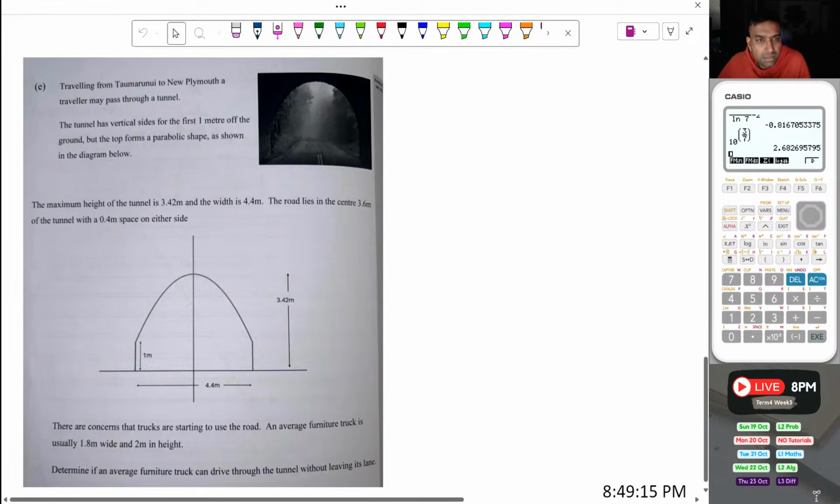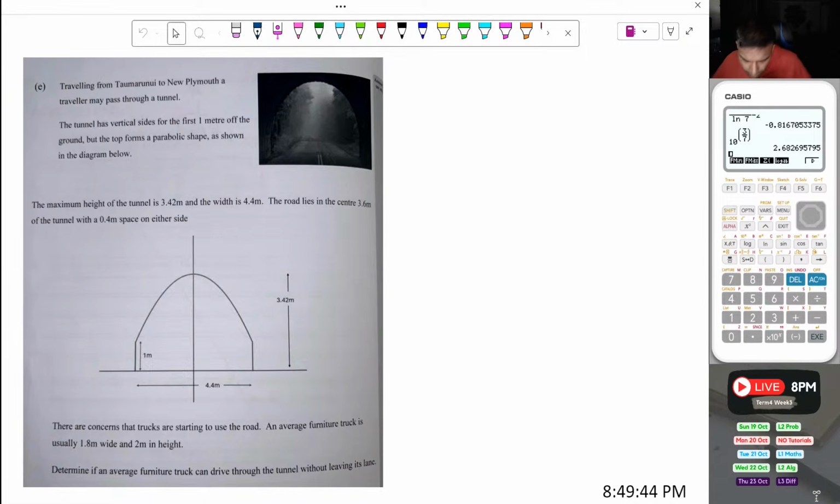We've got one tunnel that's got vertical sides and forms a parabolic shape. Maximum height is given there. That's fine. The whole thing is 3.42. Width is 4.4. The road lies in the center, 3.6 with a 0.4 on the tunnel on each side. Okay, looks good so far.